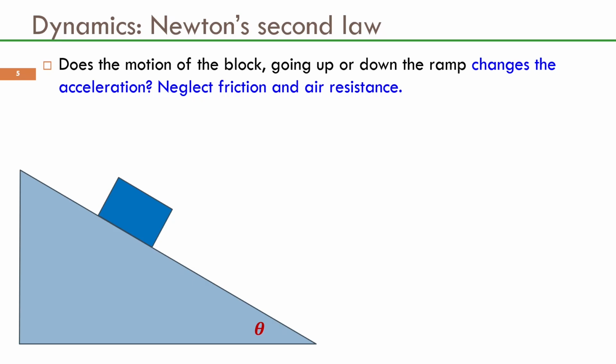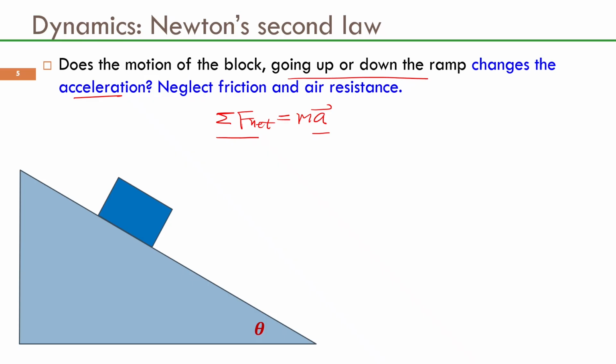So the question says, does the motion of the block going up or down the ramp change the acceleration? If we want to know the acceleration, then we just need to utilize Newton's second law. Newton's second law says the net external force equals mass times acceleration. So if the net external force changes, then the acceleration changes. But if the net external force does not change, then the acceleration does not change.